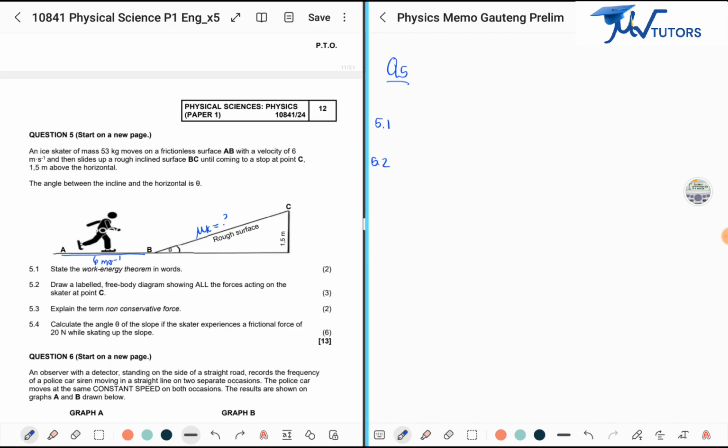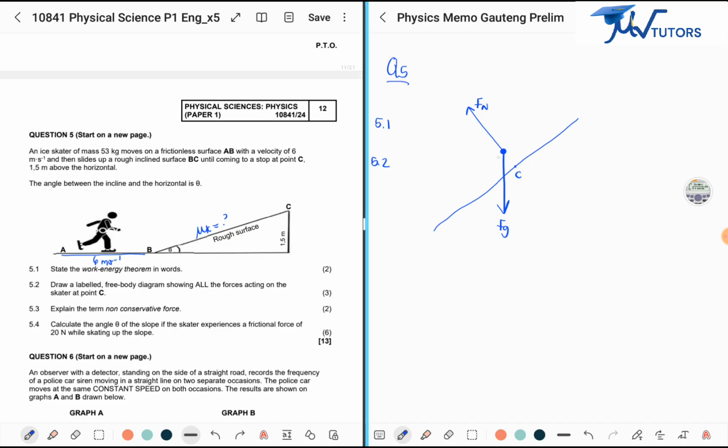Now 5.2 says, draw a labeled free body diagram showing all the forces acting on the skater at point C. Let's just say this slope continued all the way up. Let's say this is point C. They didn't say this is now the edge. It's still point C. So there's the skater at point C. Of course, we have our gravitational force, definitely including our normal force. And because there is friction, how many marks is this? 3. Yes, because there's friction, this person is going up.